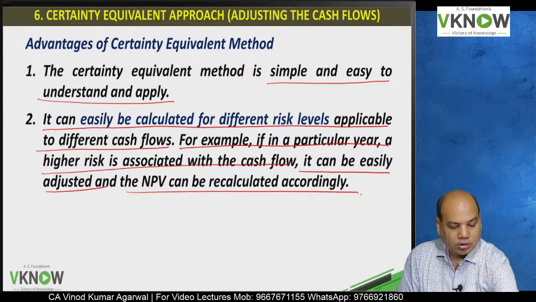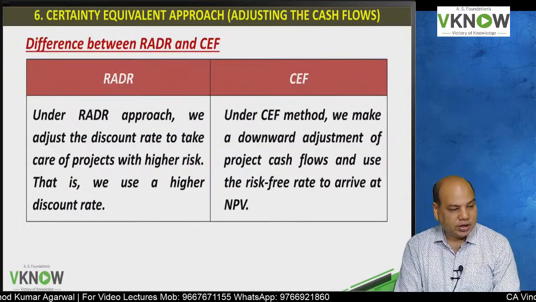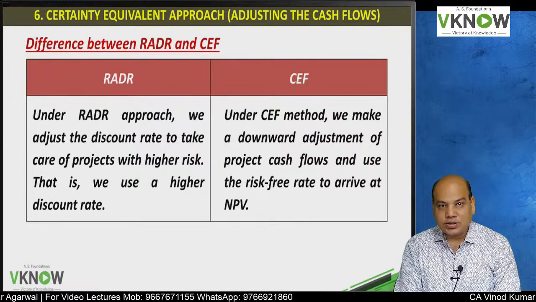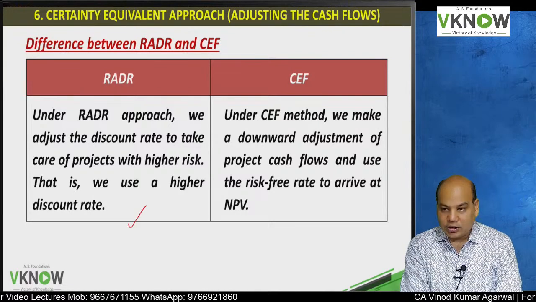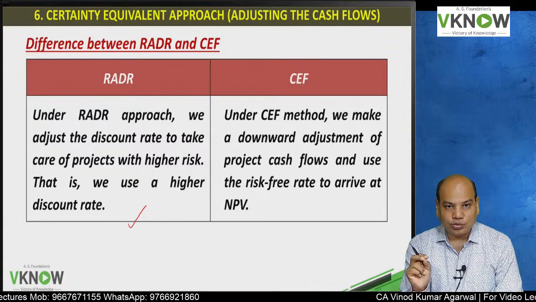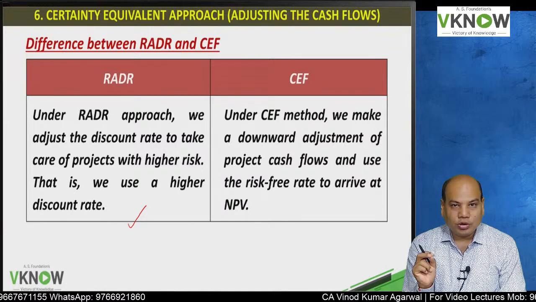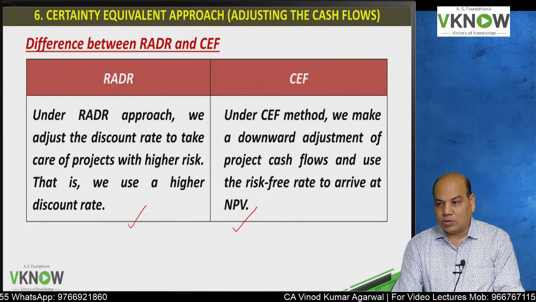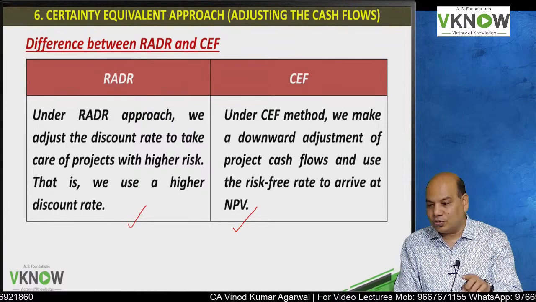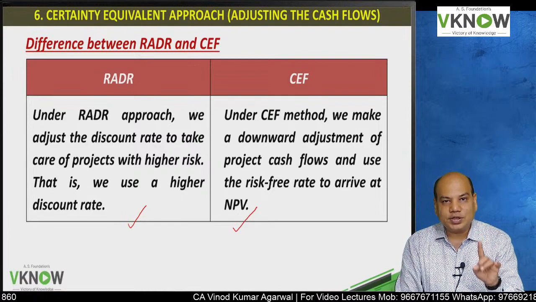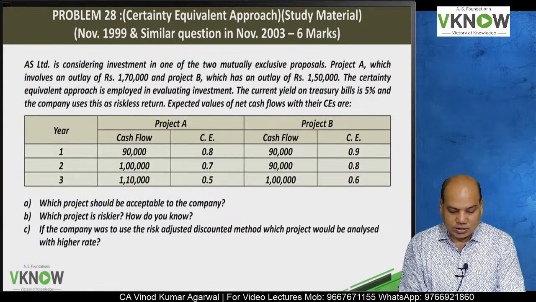Now any query? No queries? Then we'll come to theory question: difference between risk adjusted discount rate and certainty equivalent factor. Under risk adjusted discount rate, we will adjust the discount rate. Higher the risk, higher the discount rate, lower the risk, lower the discount rate. Whereas in certainty equivalent approach, we adjust the cash flow. We convert risky cash flow into risk-free cash flow, and then we use risk-free rate to arrive at NPV. So that is the main difference between RADR and CEF.